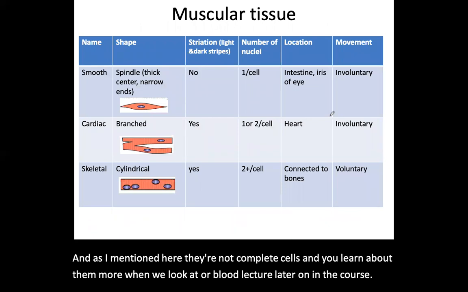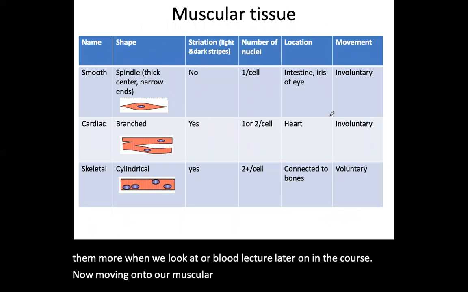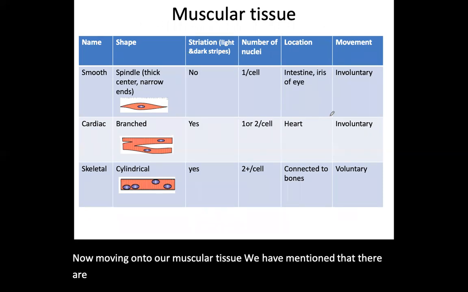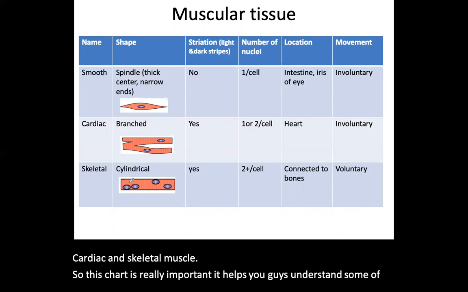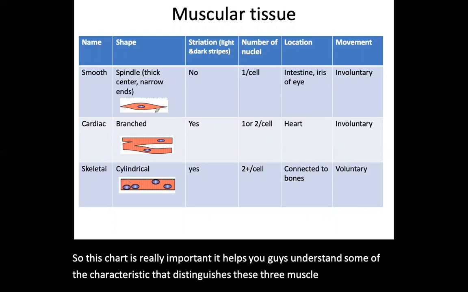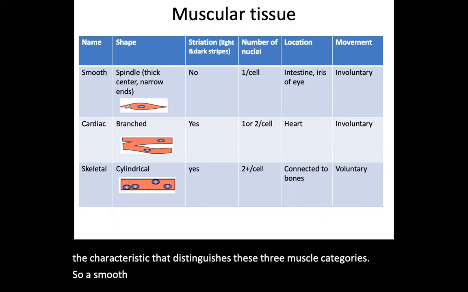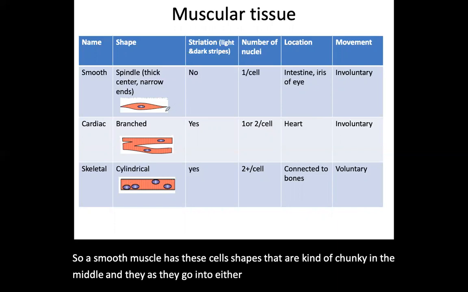Now, moving on to our muscular tissue. We have mentioned that there are 3 different types of muscle tissue. These are identified as smooth, cardiac, and skeletal muscle. This chart is really important. It helps you understand some of the characteristics that distinguish these 3 muscle categories. Smooth muscle has cell shapes that are chunky in the middle, and as they go to either end, they thin out. They also refer to this shape as a spindle shape.